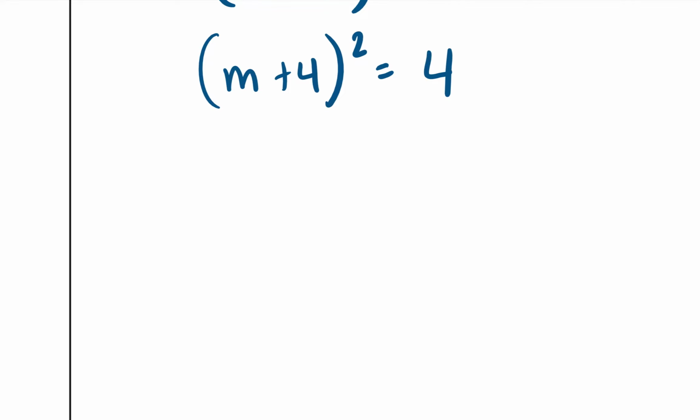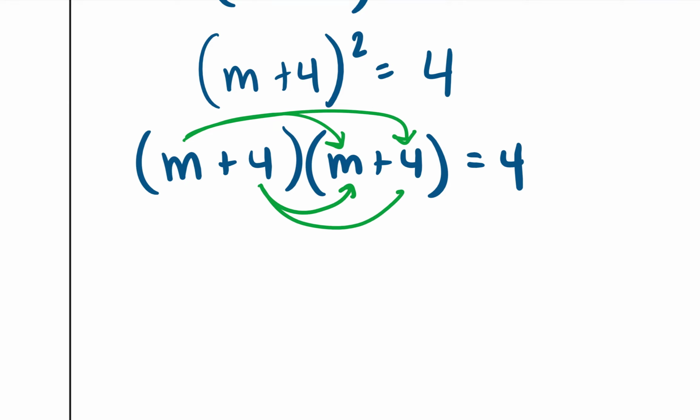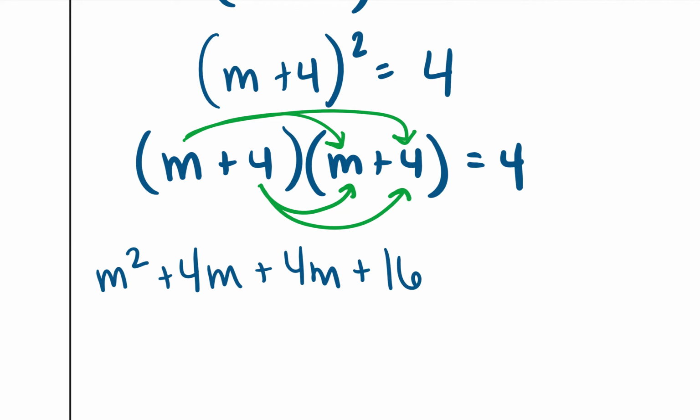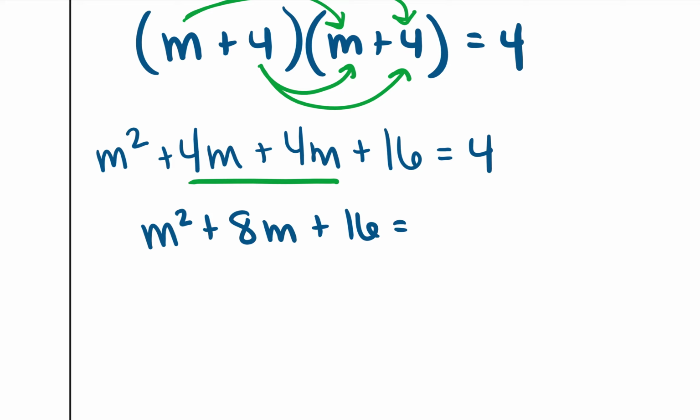Okay, remember, if I square something, it's the same thing as having 2 of those. So I can write that twice. And now I can multiply. And if you remember this is like FOIL, or distribute. So I multiply m times both and 4 times both. Okay? So m times m is m squared. M times 4 is 4m. 4 times m is 4m. 4 times 4 is 16. And then I can combine like terms right here. M squared plus 8m plus 16 equals 4.